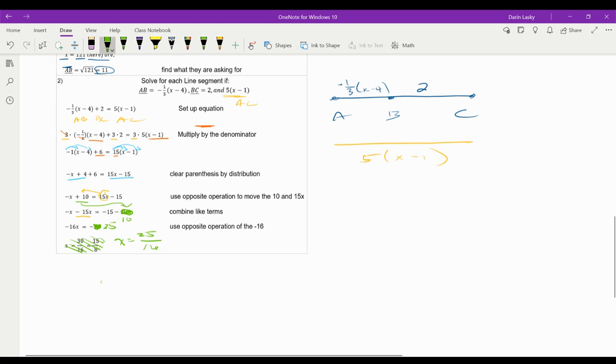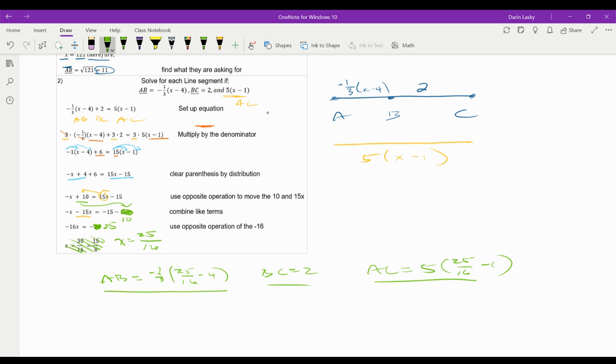So AB is going to equal negative 1/3 times 25/16 minus 4. And then BC is going to equal 2 because they give it to us. And then AC is going to equal 5 times 25/16 minus 1. So those are your 3 lengths, and we're just setting up equations, guys.